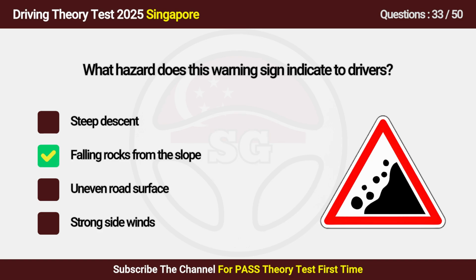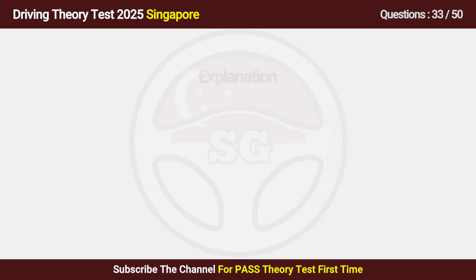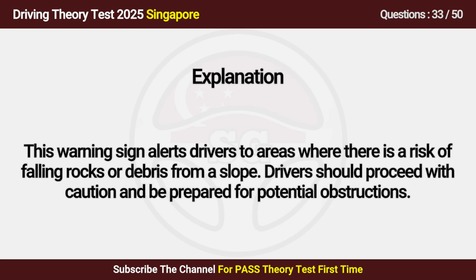Answer is B. Falling rocks from the slope. This warning sign alerts drivers to areas where there is a risk of falling rocks or debris from a slope. Drivers should proceed with caution and be prepared for potential obstructions.